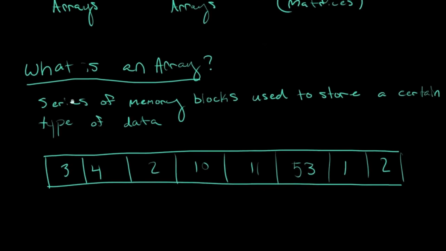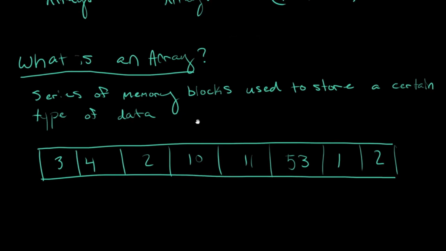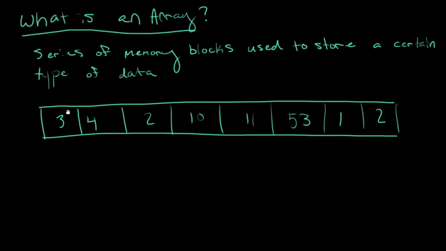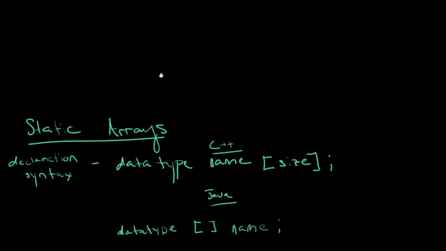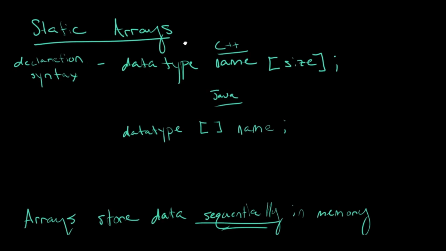Anyways, what is an array? Well, an array is just a series of memory blocks used to store a certain type of data. So in this example, you can see we're storing integer data, and we're storing multiple data points of the integer type. That's the whole point of a data structure, to hold multiple data points. Whether it be the same data type kind of depends on the programming language that you're using. I know in Python you can use some sort of data structure where you can store multiple data types. Anyways, we're going to start with the static array.